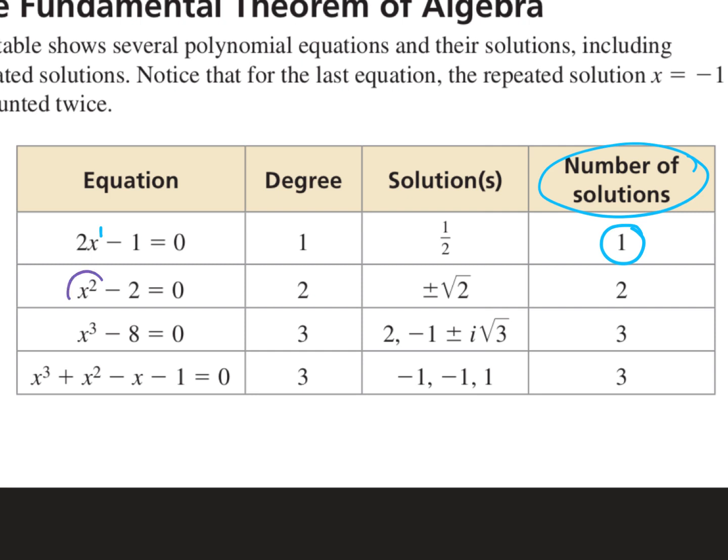If my highest degree is x squared, I have 2 solutions. So notice how it counts plus or minus square root of 2 as 2 solutions. If I have x to the third power, I'm going to have 3 solutions. Now, it doesn't have to be 3 different solutions. Notice here how it has -1, -1, and 1. So your solutions can repeat. It doesn't have to be 3 different ones, but you're going to have 3 solutions total. So depending on what your highest degree is, that tells you how many solutions you have.